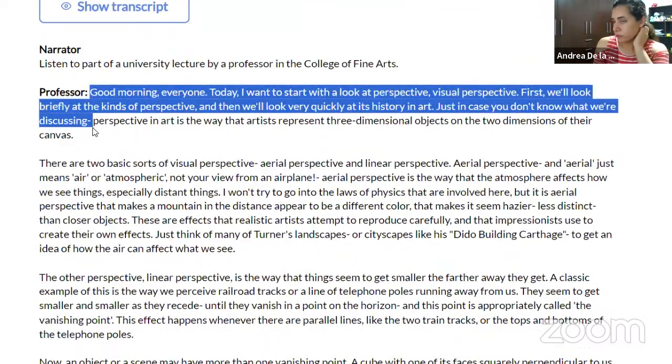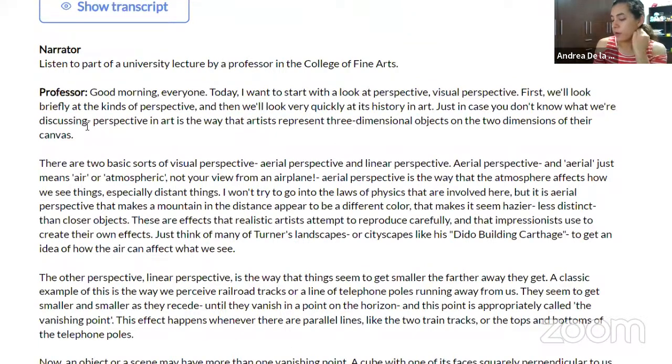This is the introduction. The professor says, good morning, everyone. Today, I want to start with a look at perspective, visual perspective. First, we'll look briefly at the kinds of perspective, and then we'll look very quickly at its history in art. Just in case you don't know what we're discussing, perspective in art is the way that artists represent three-dimensional objects on the two dimensions of their canvas.